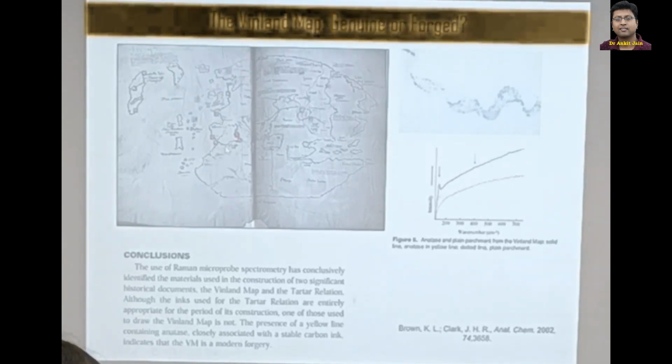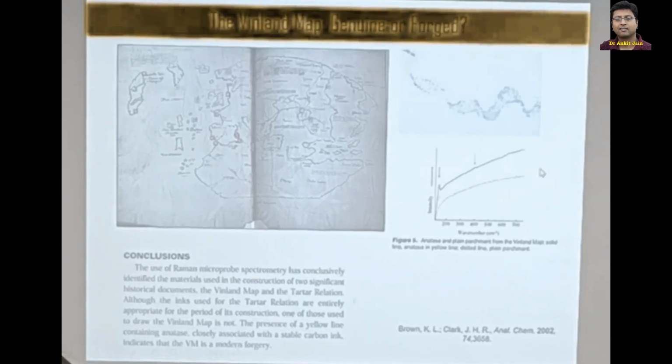And we do the same thing on the map that we want to buy. If the Raman signals are similar, then it is right. If they are different, that means it's a fake.